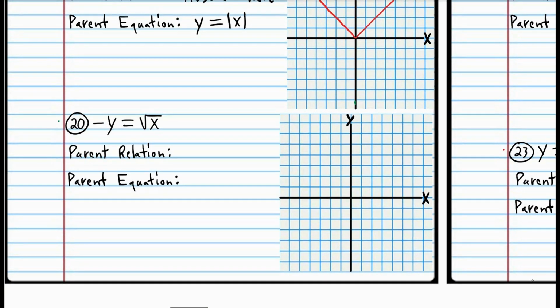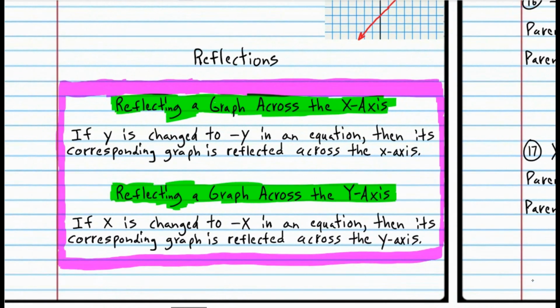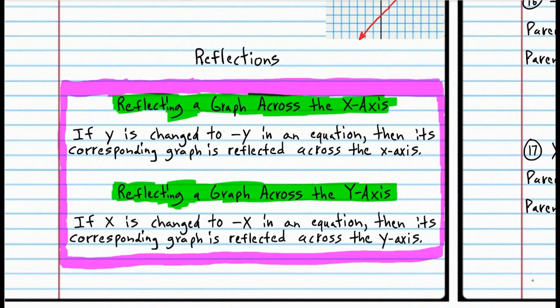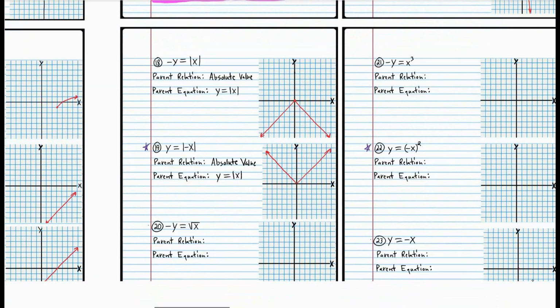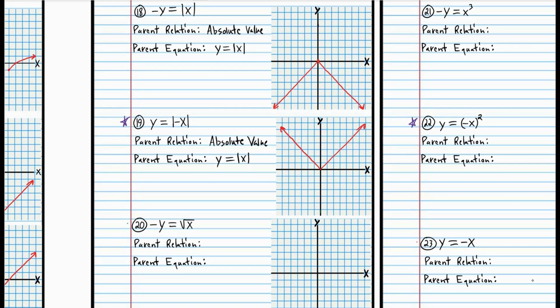Okay, so now it's time for you to try. You can take a screenshot of these problems here if you want to, or a picture with your phone. And you can take a picture of this information if you want. Go ahead and try number 20. And when you come back, we'll do it together.